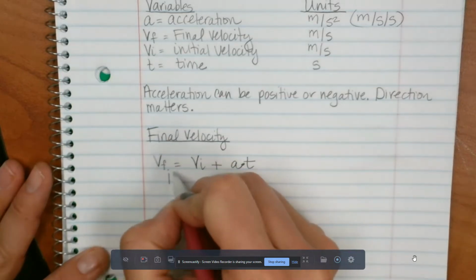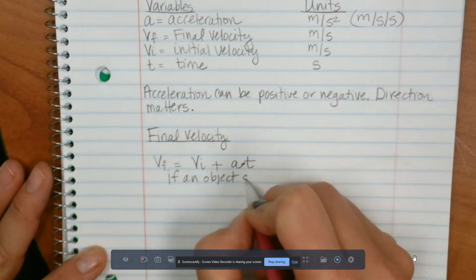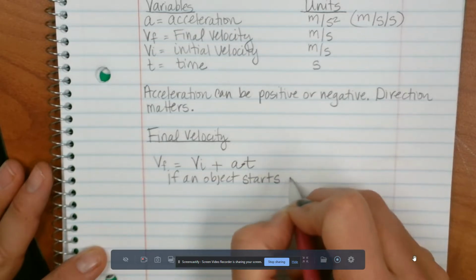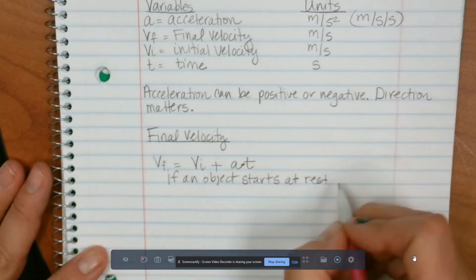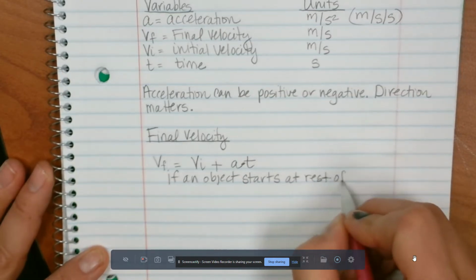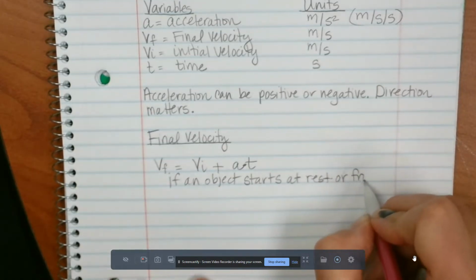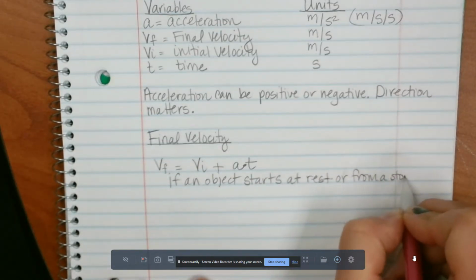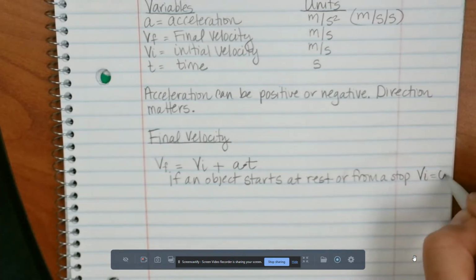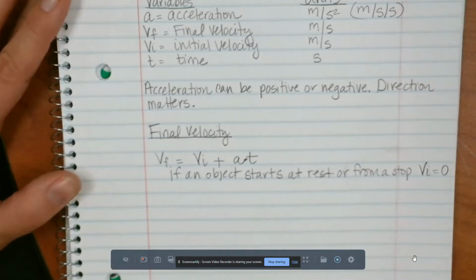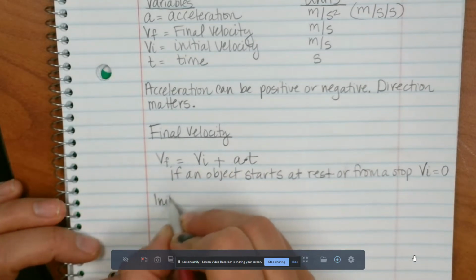If an object starts at rest, just like our marbles did, or from a stop, then initial velocity equals 0. Okay, let's go ahead and do our initial velocity equation.